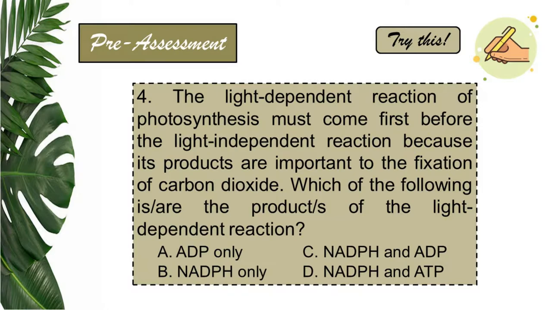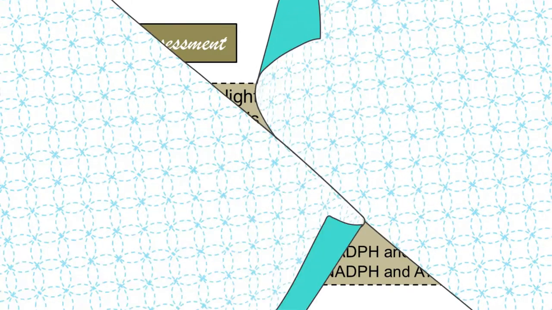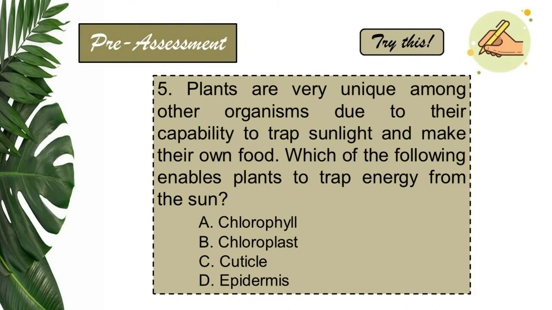Which of the following is or are the product or products of the light-dependent reaction? A. ADP only. B. NADPH only. C. NADPH and ADP. D. NADPH and ATP. Number 5. Plants are very unique among other organisms due to their capability to trap sunlight and make their own food. Which of the following enables plants to trap energy from the sun? A. Chlorophyll. B. Chloroplast. C. Cuticle. D. Epidermis.